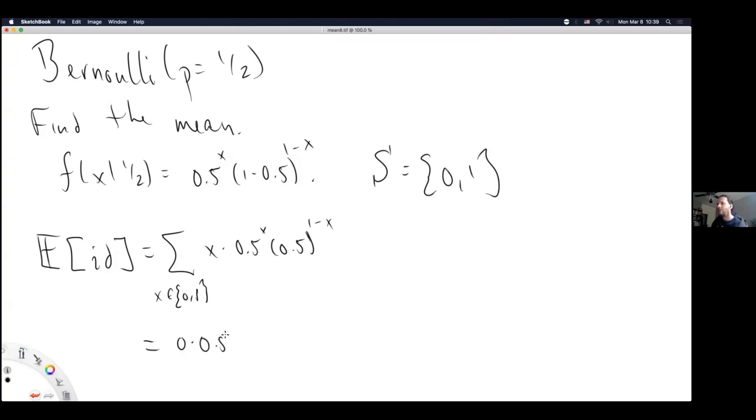Good. Now that you see that, I will write it out. But as long as you, whoops, I can't draw my x's and exponents today. This is 0 times a bunch of stuff, so this term is 0. Plus, there's only one other term in this sum, where x takes on the value 1: 0.5 to the 1, 0.5 to the 1 minus 1. And I should fill in 0 for this x to help you out. So it's 0 times 0.5 to the 0 times 0.5 to the 1 minus 0, plus 1 times 0.5 to the 1 times 0.5 to the 1 minus 1.